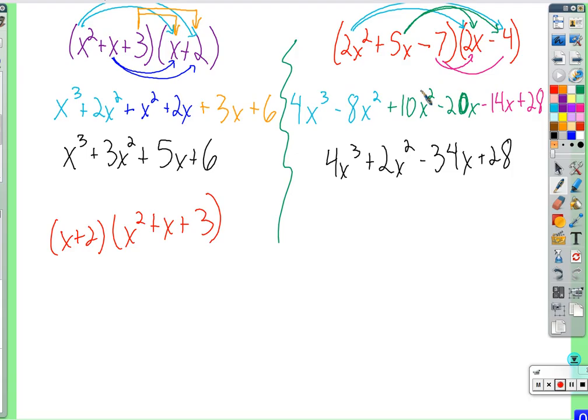You don't miss any. Sometimes a common mistake would be, I'm going too fast and I don't see this, I just kind of skip over and I get just 10x squared. And I forgot to subtract the 8x squared to find those like terms. Watch out for that kind of thing.